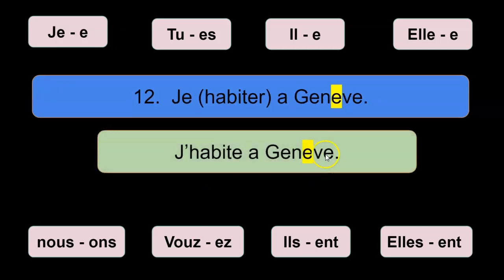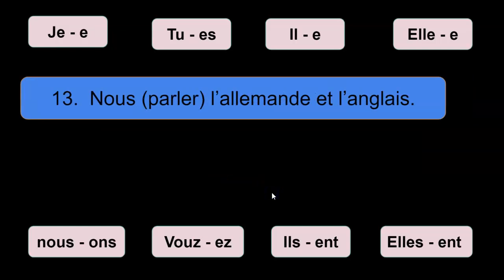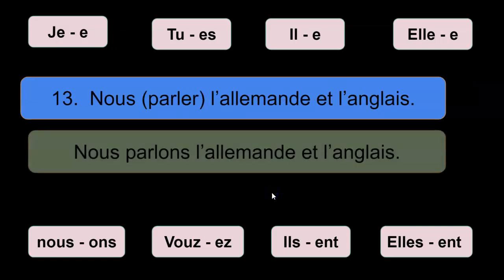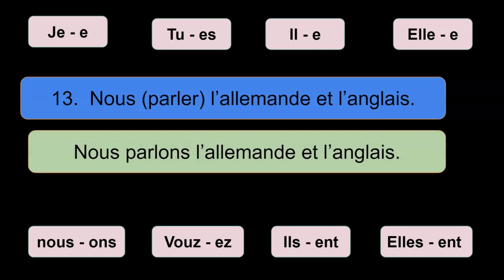J'habite à Genève. J apostrophe, so anything that's an A or an H, you're going to have the J apostrophe. Numéro 13, nous parlons l'allemand et l'anglais. We speak German and English, so it's the nous form, you have the ONS.